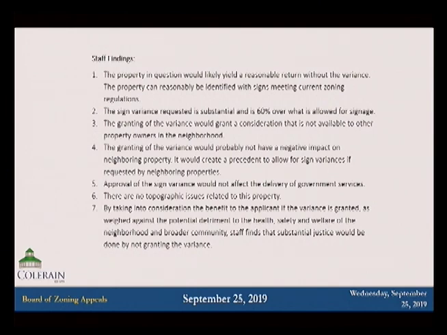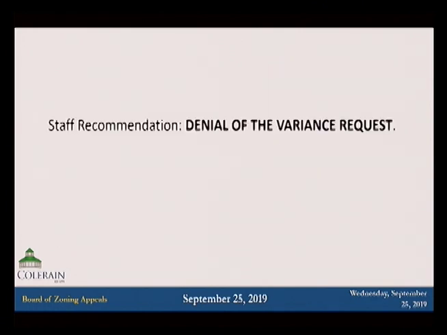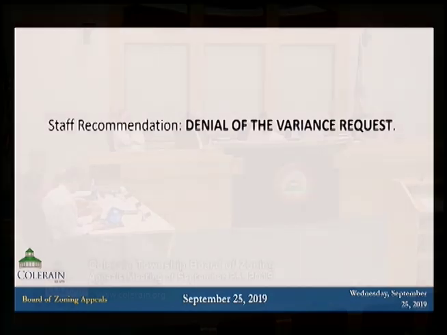And lastly, by taking into consideration the benefit to the applicant if the variance is granted, as weighed against the potential detriment to the health, safety, and welfare of the neighborhood and broader community, staff finds that substantial justice would be done by not granting the variance. So staff recommendation is denial of the variance request. I would be happy to answer any questions that you might have.